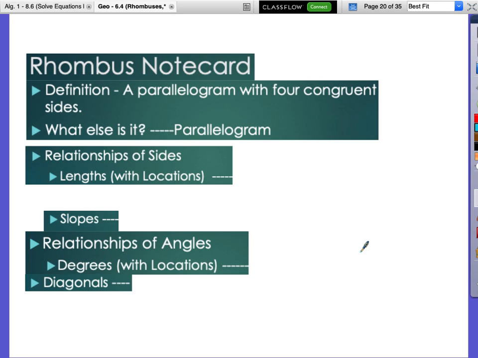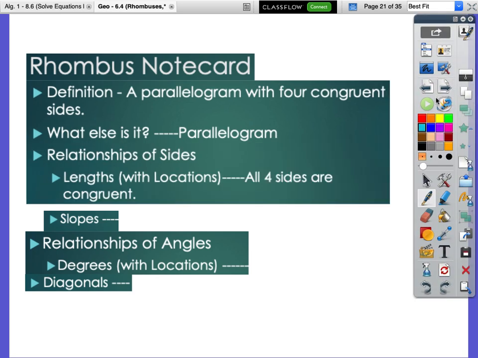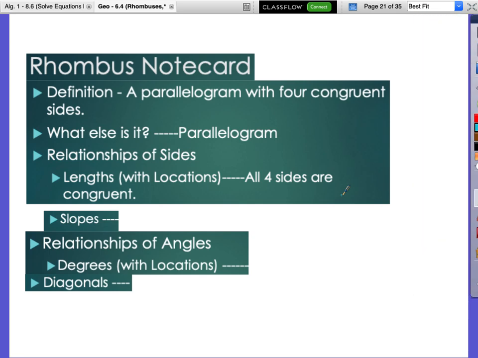What did we notice about the lengths of this? What do you know about the lengths of this? Do we know any more specifically? What's our definition say? All 4 are congruent. So more specific than opposite sides, we can say all 4 sides are congruent. We can get very specific with that one and say, boom, they're all congruent. Awesome. Don't have to worry about opposite sides, they're all congruent.